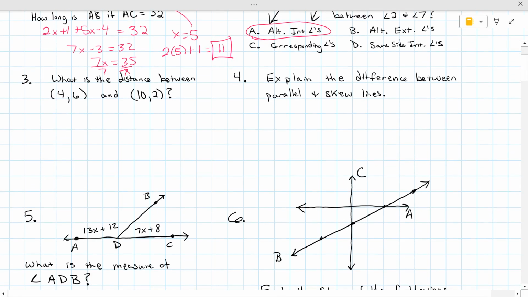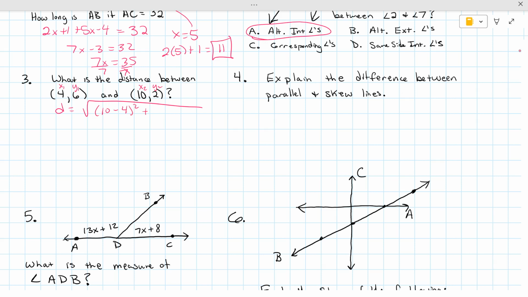All right, number 3. What's the distance between these two? Well, that's the distance formula. This is x1, this is y1. This is x2, this is y2. So it's x2 minus x1 squared plus y2 minus y1 squared, where it's 6 squared plus negative 4 squared, which is 36 plus 16, which is 52, which is 7.2, if you take the square root of 52 on your calculator.